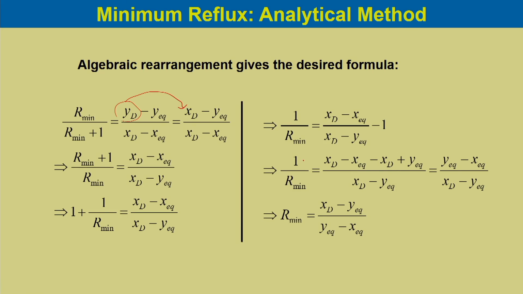After rearrangement we get 1 by Rm equal to xd minus x equilibrium by xd minus y equilibrium, minus 1, and then if we simplify we get Rm equal to xd minus y equilibrium divided by y equilibrium minus x equilibrium. All these values are known to us. If we substitute, we can calculate the minimum reflux ratio.